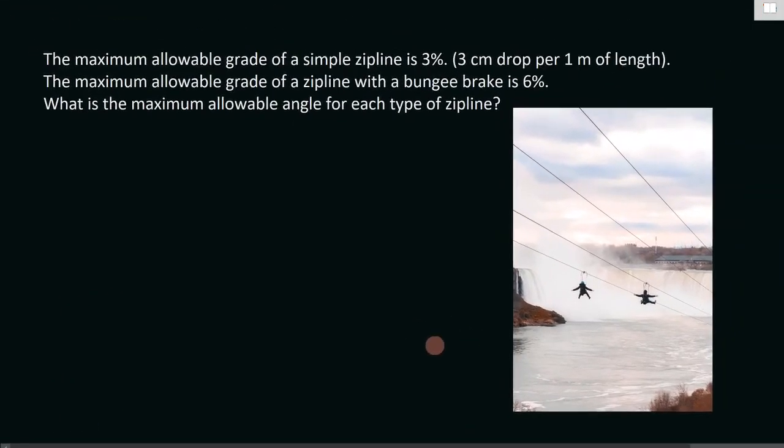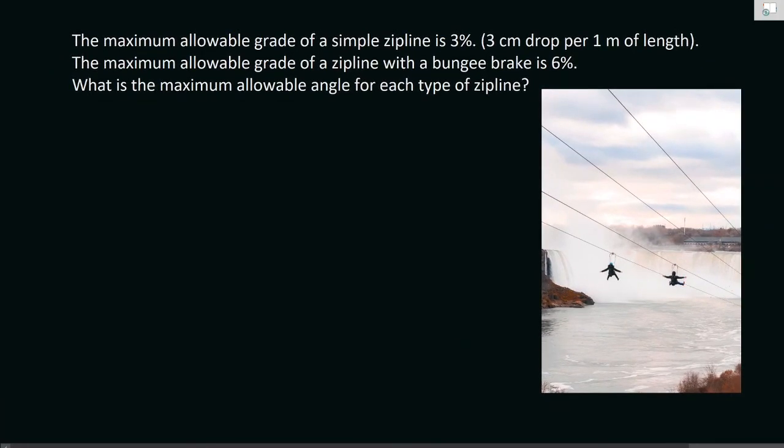Okay, last practice question, or setup question. So the maximum allowable grade of a zipline is 3%. I actually looked this up again. This is real numbers, guys. Real applications. 3% grade, by the way, if you don't know what that means, is a 3% drop. So three drop per 100 across. So in terms of metric system, that's like a 3 centimeter drop per meter of width. Okay, so actually this is the width, not the length. Okay, so it's 3% down for 100% across.